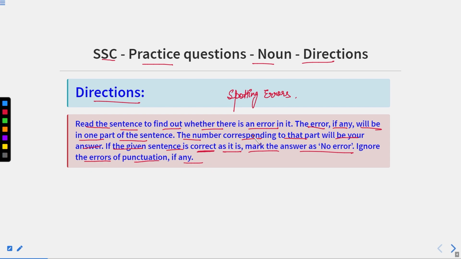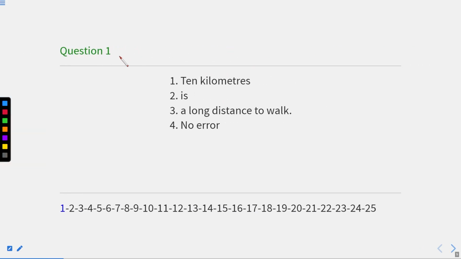As you can see, this is the noun chapter, so the errors which we are going to discuss are basically based on the noun chapter. But one thing is there: though any type of error may be there, we should ignore punctuation errors, because if a punctuation error is there, that will not be considered an error or the answer of the question. We can ignore the punctuation errors. Okay, so let's begin the session. First of all, this is question number 1.